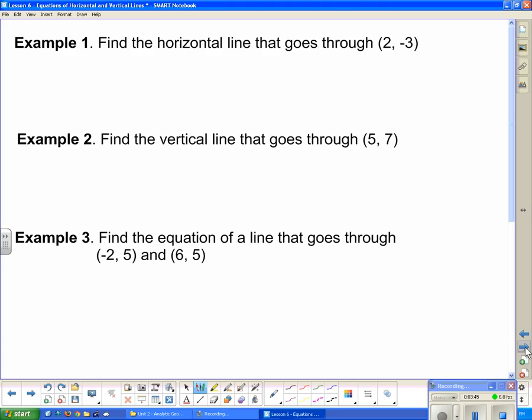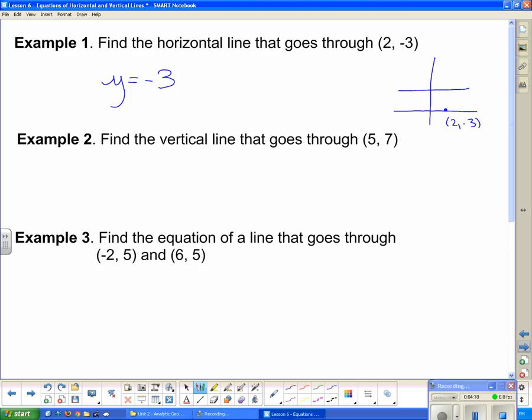Okay, example number 1. Find the horizontal line that goes through 2, negative 3. Okay, so we've got an axis, and our point is 2, negative 3, so it's down here. And I want a horizontal line that goes through the point 2, negative 3. So there's our horizontal line. And I know my y is negative 3, so all of the y's on there must be negative 3. So I'm going to say that it is y equals negative 3.